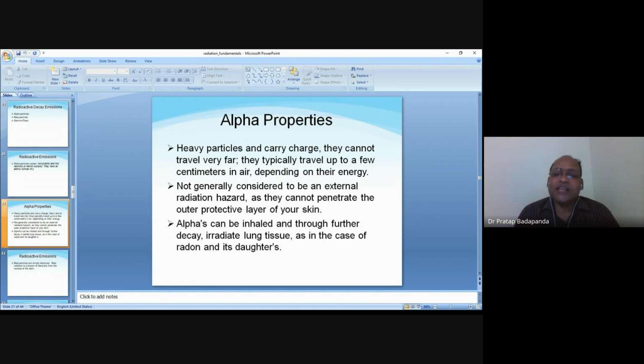So how much energy is associated is the basis of that. That's why after that it will be convertible. Not generally considered to be an external radiation hazard, as they cannot penetrate the outer protective layer of the skin. If we say helium radiation, alpha particles, in which two protons and two neutrons are present, that cannot pass through the human skin. So that's why it is not hazardous for the human body.